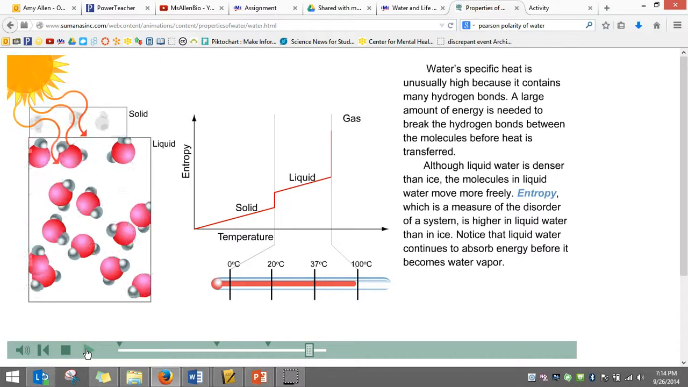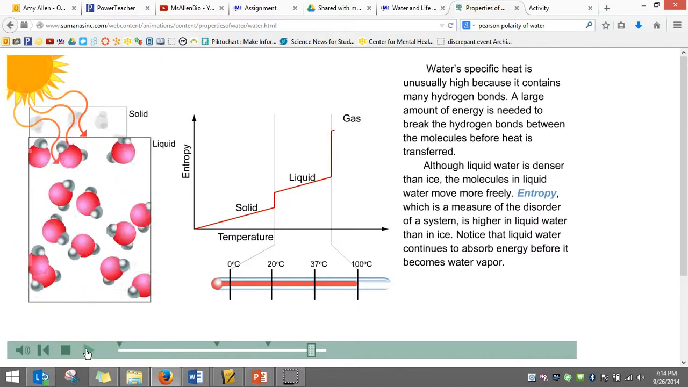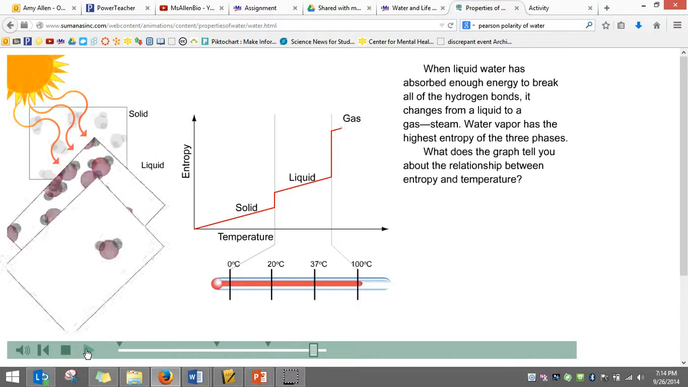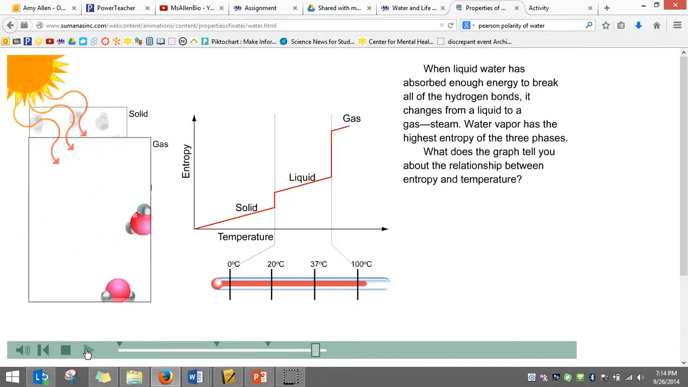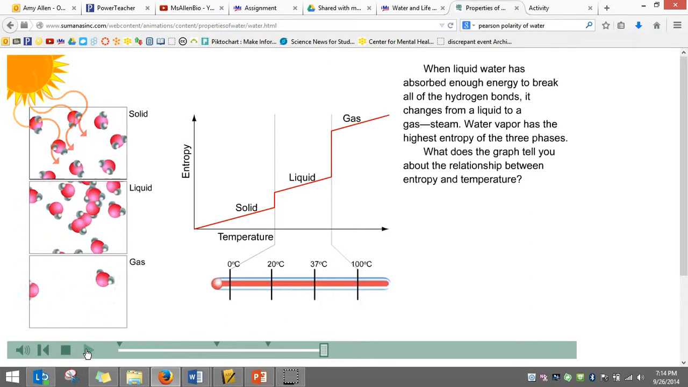Notice that liquid water continues to absorb energy before it becomes water vapor. When liquid water has absorbed enough energy to break all of the hydrogen bonds, it changes from a liquid to a gas, steam. Water vapor has the highest entropy of the 3 phases. What does the graph tell you about the relationship between entropy and temperature?